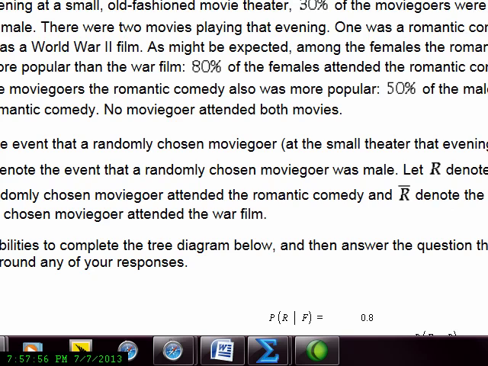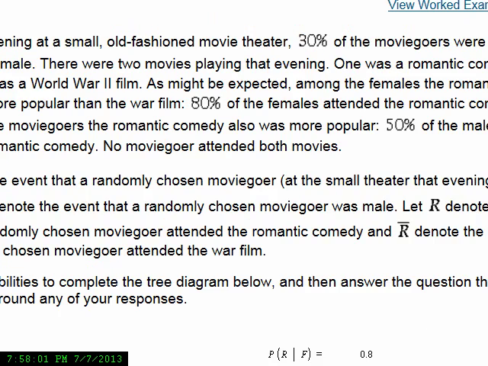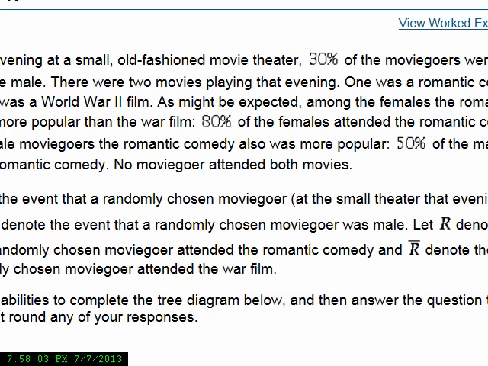So here, for one evening at a small old-fashioned theater, 30% of the moviegoers are females, while 2 movies were playing. One was a romantic comedy and one was a World War II film. As might be expected, among the females, the romantic comedy was popular, and among the male moviegoers, the romantic comedy also was more popular.